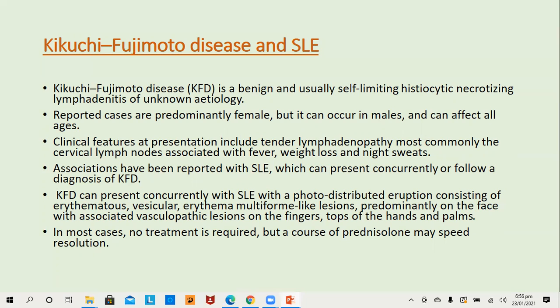There is an association with SLE, which can present concurrently or follow a diagnosis of Kikuchi-Fujimoto disease. So there is a great deal of association with SLE, and it presents with or after the diagnosis of SLE. Kikuchi-Fujimoto disease can present concurrently with SLE with a photo-distributed eruption consisting of erythematous, vesicular, EM-like lesions predominantly on the face, associated with vasculopathic lesions on the fingers, tops of the hands, and palms. In most cases, no treatment is required, but prednisolone may speed resolution.